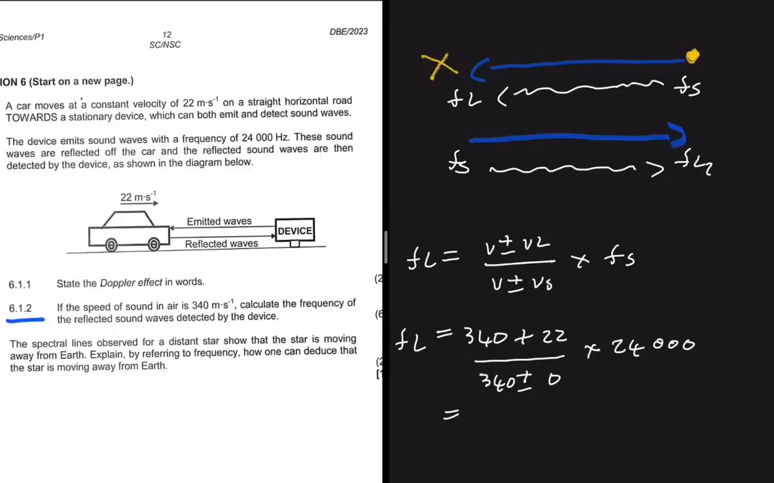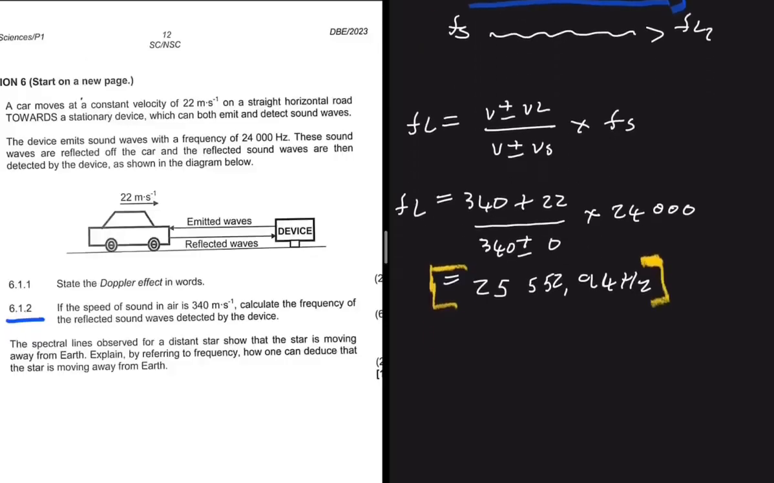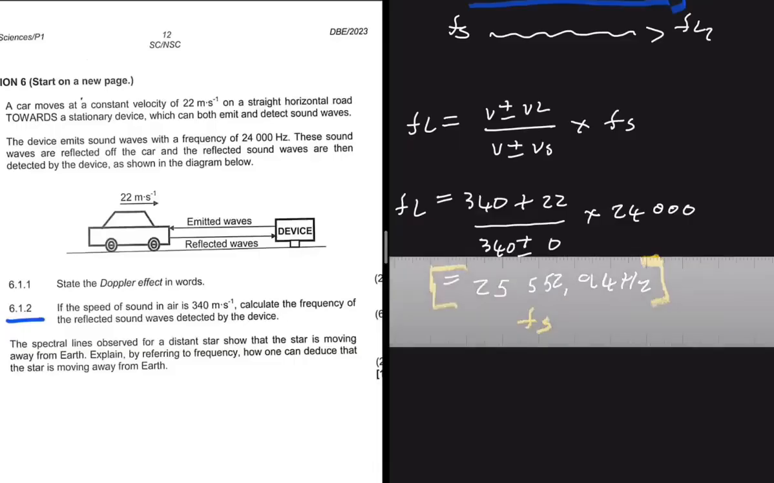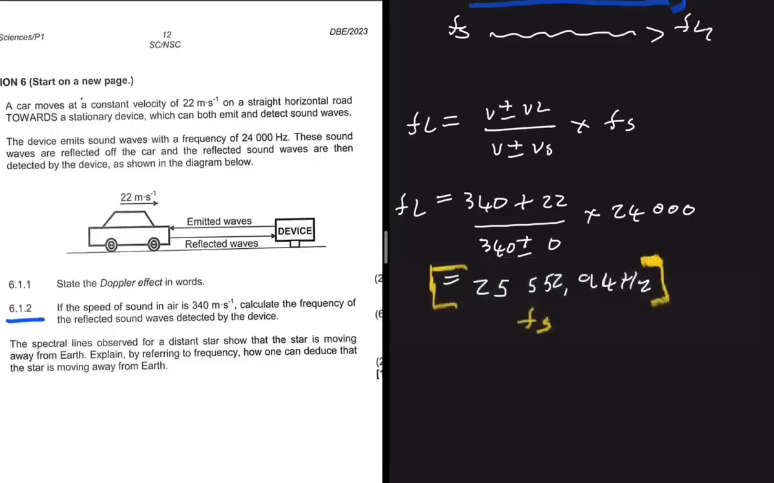So I have 340 plus 22, divided by 340, multiplied by 24,000, and I'm getting 25,552.94 hertz. This is the frequency that strikes our car. And now this frequency is reflected back to the device as Fs. This frequency now becomes our Fs, reflected back to our device. So what am I saying?